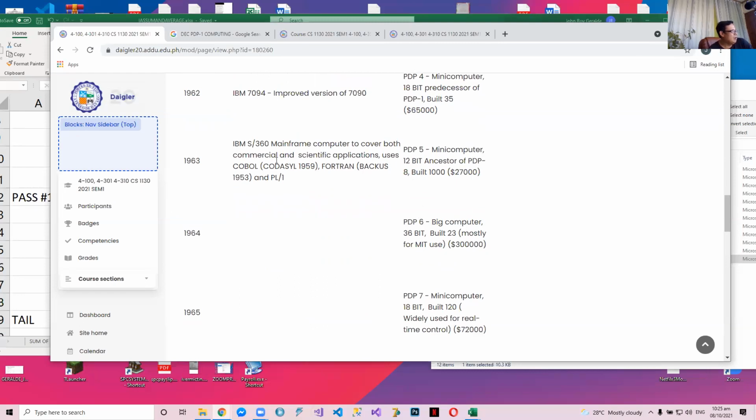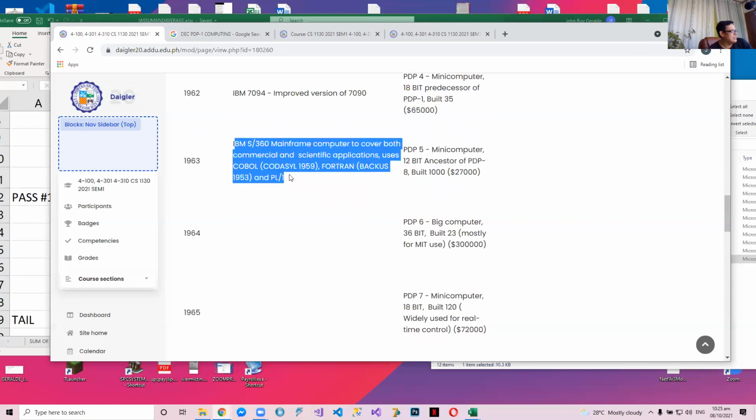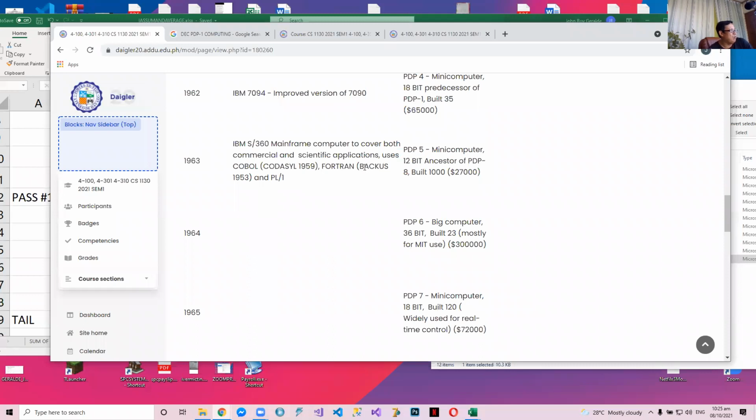Now, in 1963, IBM developed the System/360. This is the transistorized version, to compete with the DEC computers. This is the first computer to run COBOL, a business language, a language that is used for databases. The author is CODASYL, an organization of programmers. And another programming language called PL/1.